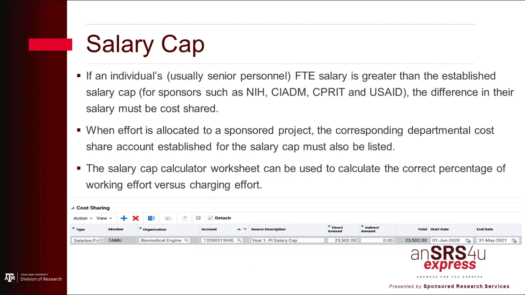In this screenshot here from the cost sharing tab in Maestro, we can see that on this project, the PI is subject to the salary cap. It lists the specific departmental account that should be used to capture that difference. And the dollar amount that's listed here is not a reportable or required amount to the sponsor, but this is based on the proposed effort from the original proposal budget for the life of the project. So again, it's just going to be based on the effort that's being applied for that specific time period.